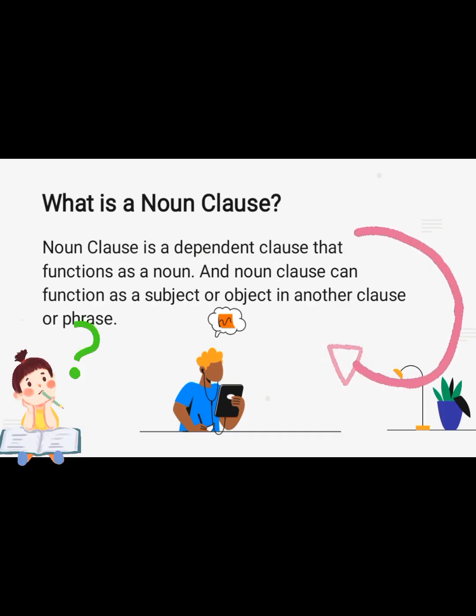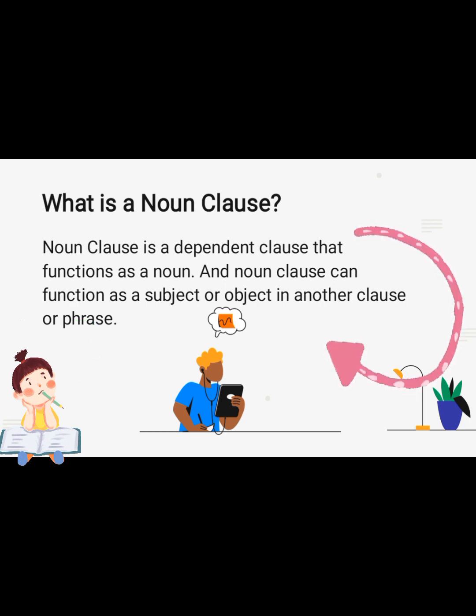What is a noun clause? A noun clause is a dependent clause that functions as a noun, and a noun clause can function as a subject or object in another clause or phrase. So, a noun clause is a dependent clause which, due to the structure of the sentence, turns into a noun. If it stands alone, a noun clause actually appears as a complete sentence.